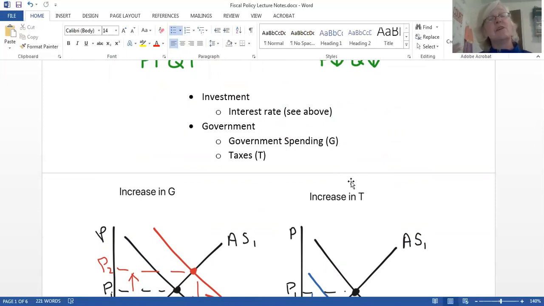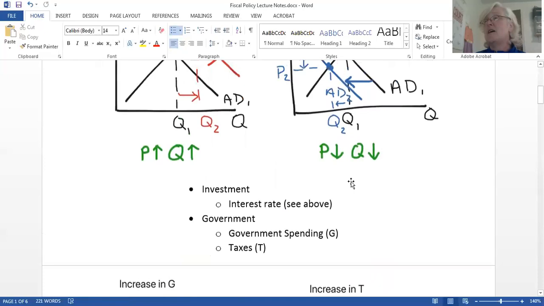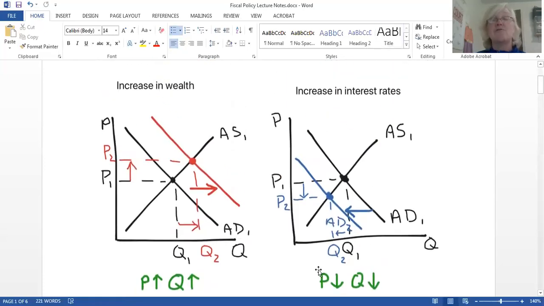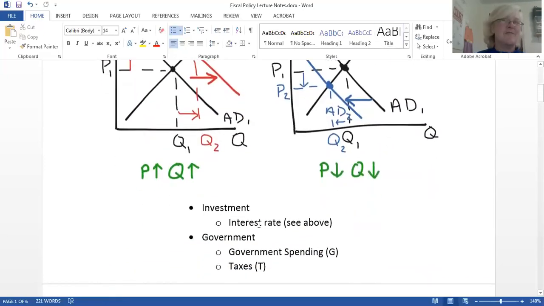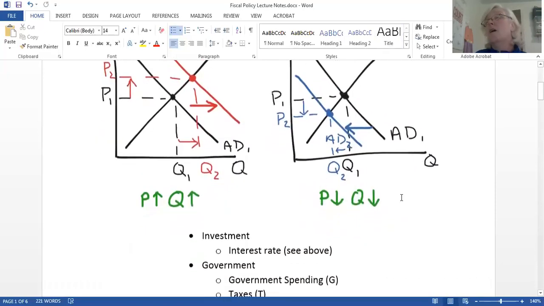And so in that case, same thing. If the interest rate goes up, we would see firms buying less too, along with the consumers. So that would also be a leftward shift in aggregate demand as shown here. So I'm not going to draw it twice. That's why I didn't draw it twice under investment, because it's right here, okay?